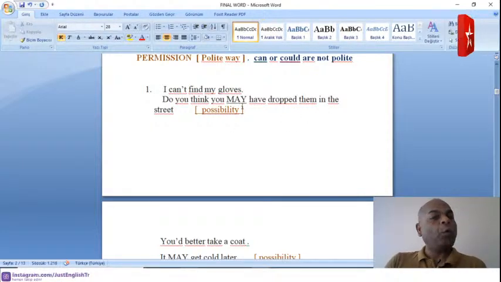Now, guys, the word may, as you were saying, is very polite, or you can use could. That was great. So you see there's a possibility. Remember, the verb may, I've written here for you, expresses possibility. So I'll repeat the sentence again. I can't find my gloves. Do you think you may have dropped them in the street?